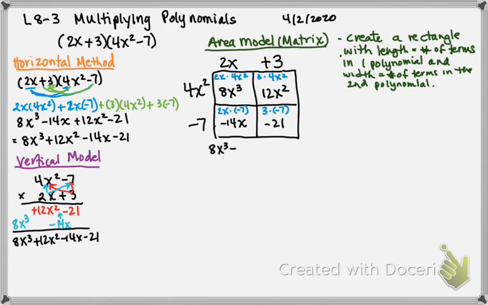8x cubed plus 12x squared. So if you don't see a sign, it's got to be positive. Minus 14x minus 21. So if you're one of those people who's not really good about putting your signs in, you may struggle with doing our math.